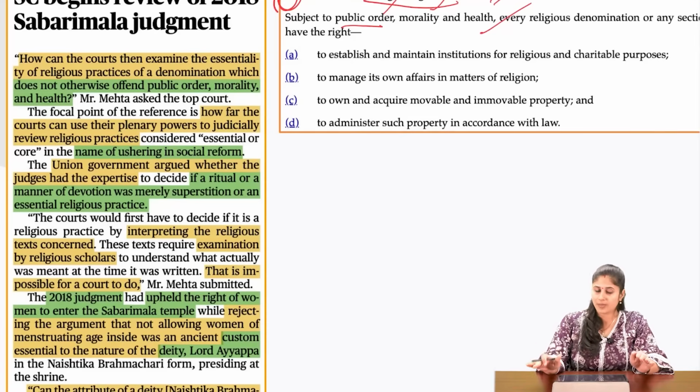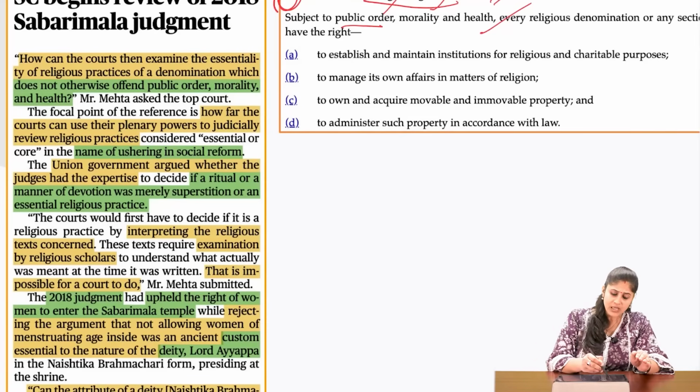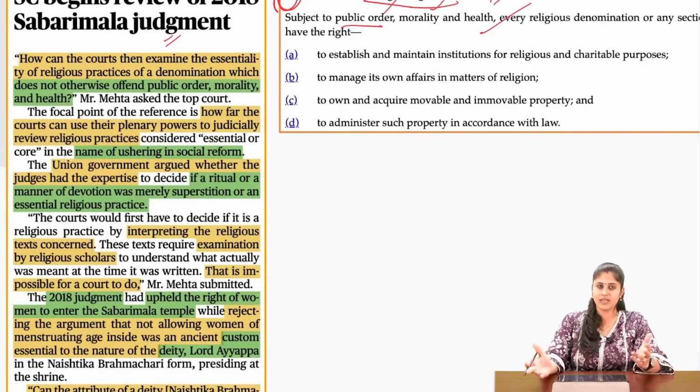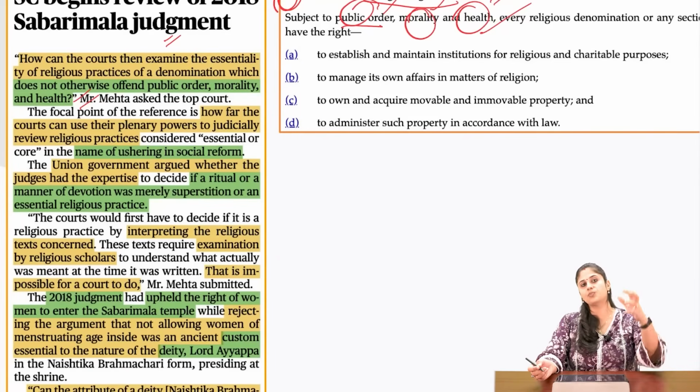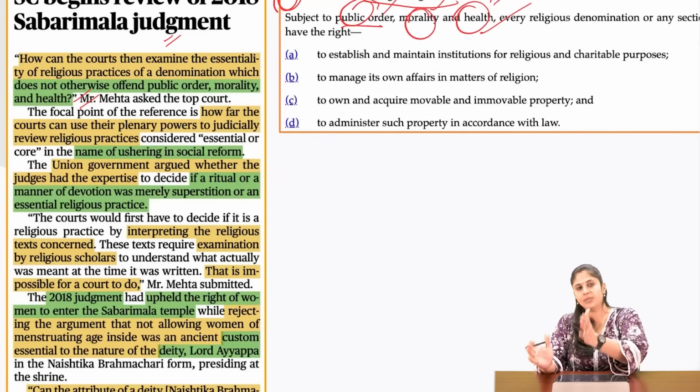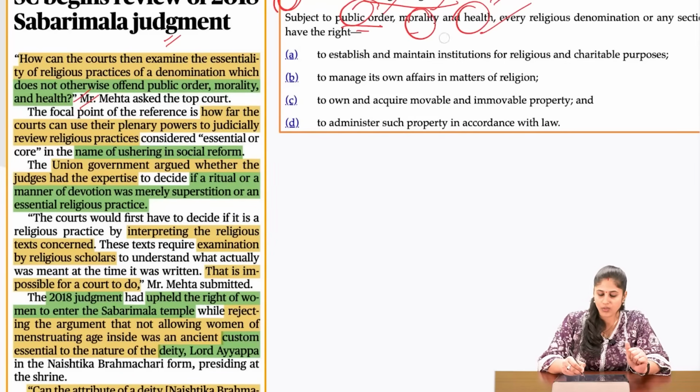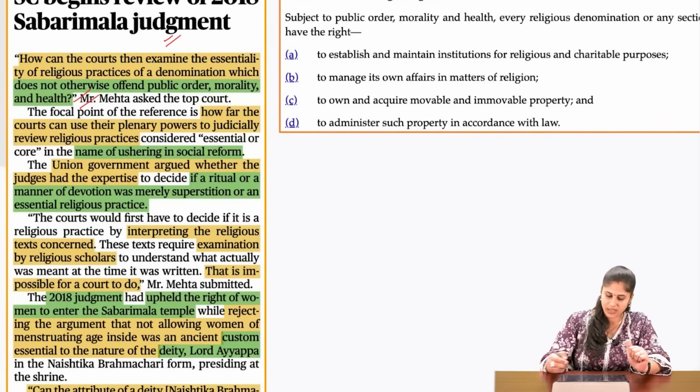Now, when it comes to the Sabarimala judgment itself, the government and various experts have pointed out how could the court examine the essentiality of the religious practice of a denomination that does not otherwise offend public order, morality as well as health, because preventing the entry of menstruating women in the Sabarimala temple was not going against any of these reasonable restrictions. That is why the experts raised this particular question.